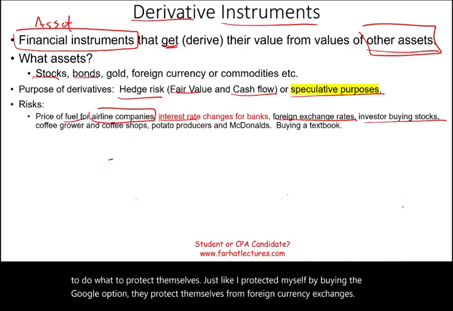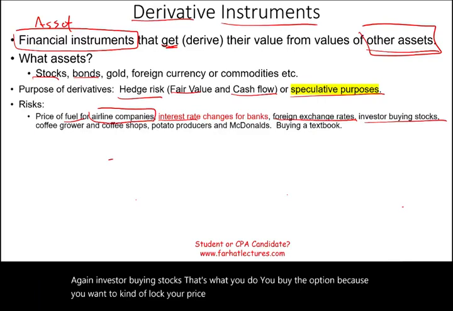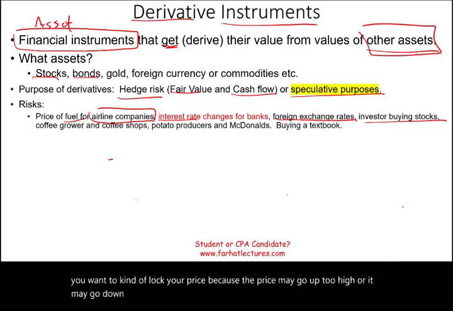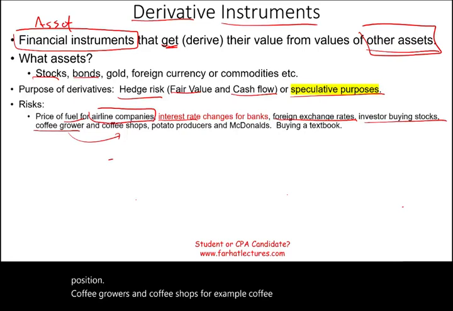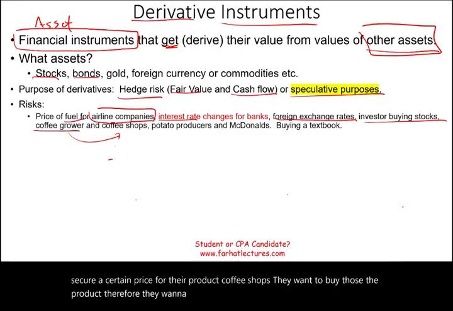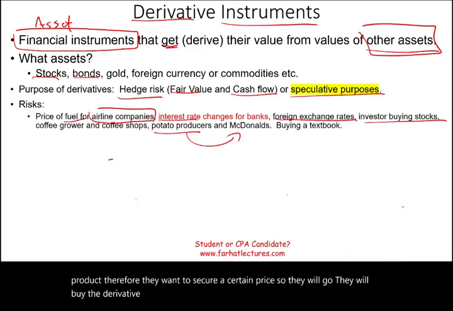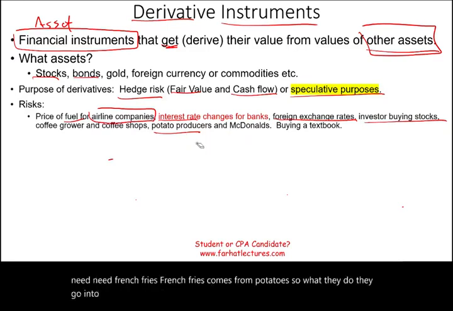Again, an investor buying stocks, that's what you do. You buy the option because you want to lock your price, because the price may go up too high or it may go down a lot. So you want to hedge your stock position. Coffee growers and coffee shops: coffee growers want to secure a certain price for their product. Coffee shops want to buy the product, therefore they want to secure a certain price. So they will buy derivative instruments. Potato producers and McDonald's need French fries. French fries come from potatoes. So they go into these derivative instruments where they'll try to secure the price to hedge the risk. So this is the purpose.